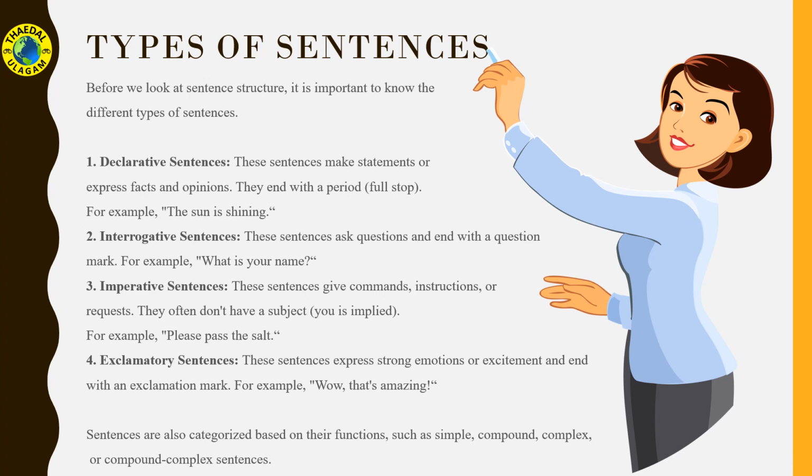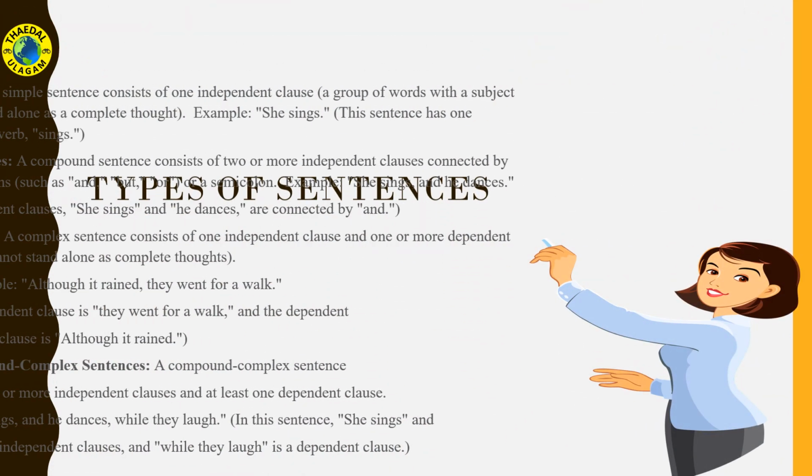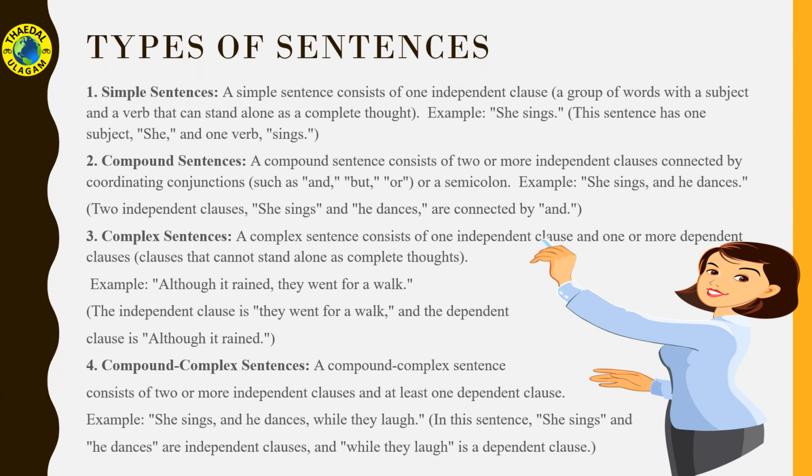Sentences are also categorized based on their functions, such as a simple sentence, compound sentence, complex sentence, or compound-complex sentence. Let me explain those as well. Now, based on functions, let us look at the different sentence types.